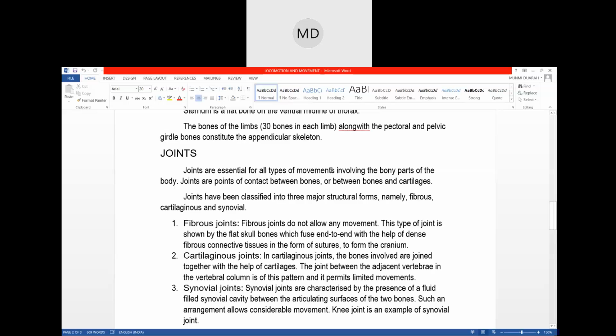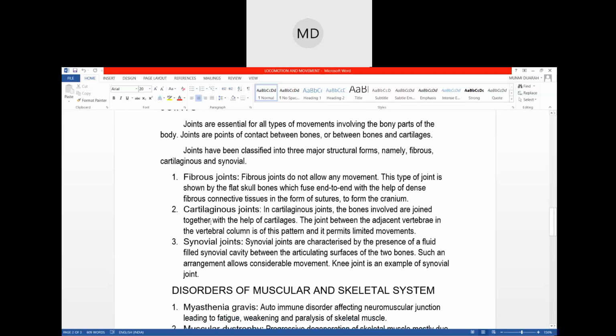So joints are nothing but points of contact. Point of contact means the joining points between bones and bones, or between bones and cartilage. Okay, so this is the definition of joints. There are three types of joints: fibrous joint, cartilaginous joint, and synovial joint. All these three types of joints are different from one another. Okay, this is a little bit important.